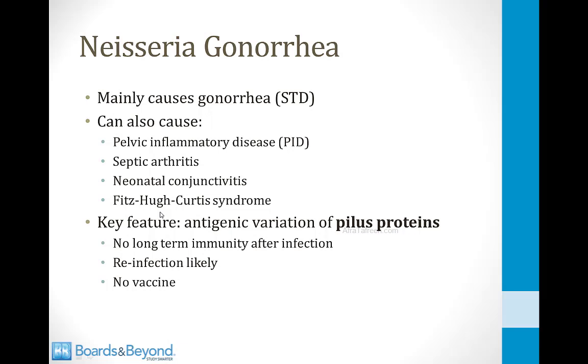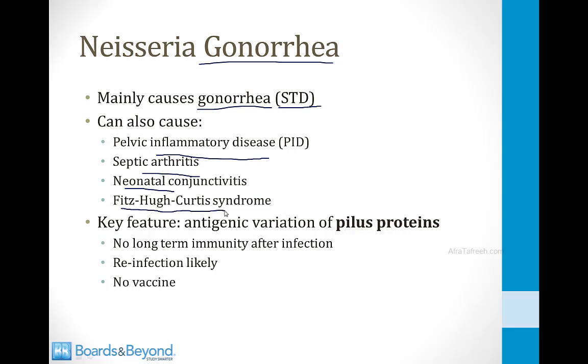So now let's talk about the other Neisseria species, and that's Neisseria gonorrhea, and this mainly causes gonorrhea, which is a sexually transmitted disease. You should know, however, that it can cause many other conditions besides gonorrhea. We're going to talk about all of these in this module, but these include pelvic inflammatory disease, septic arthritis, conjunctivitis in newborn babies, and something called the Fitz-Hugh-Curtis syndrome.